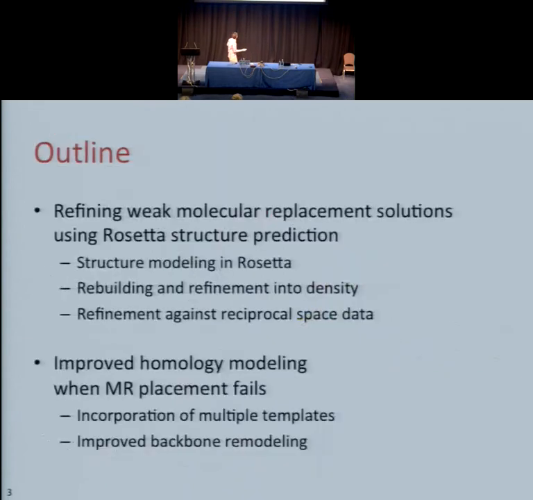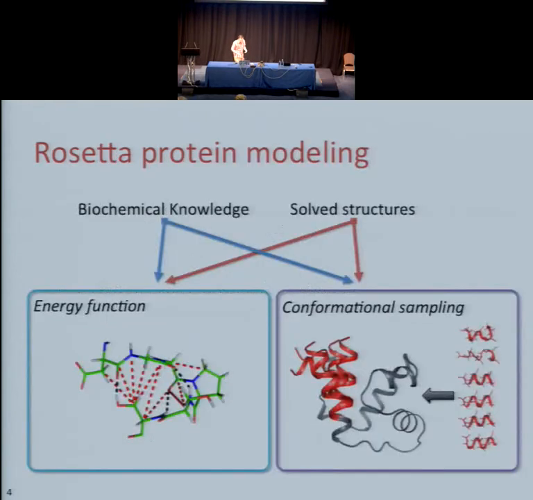And so basically my talk will discuss these two different approaches. First of all, using weak experimental data in order to guide refinement of these molecular replacement solutions, and also these methods for improved homology modeling. And so I'm actually going to start with just a brief introduction to what Rosetta is and how we can do structure modeling in Rosetta. Rosetta is a protein structure modeling package.